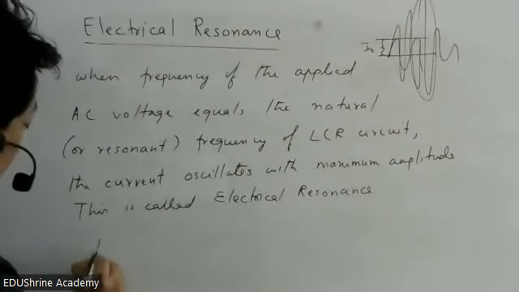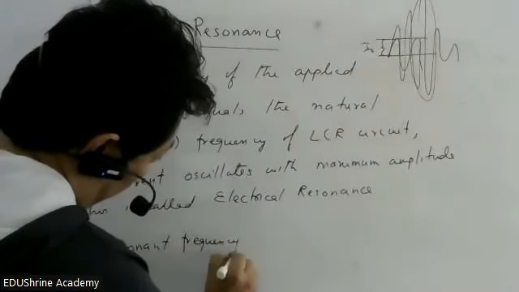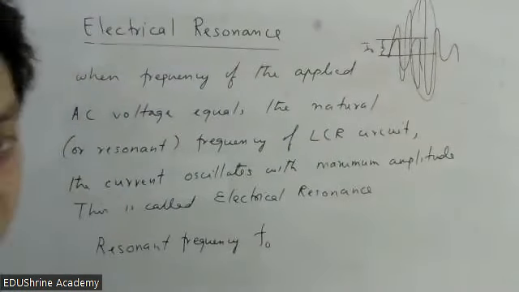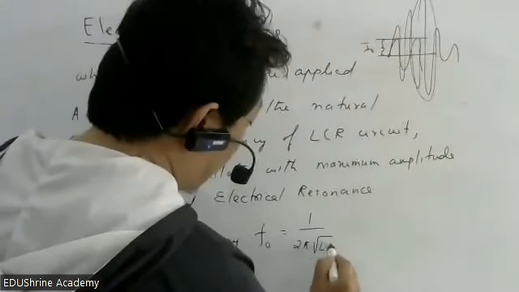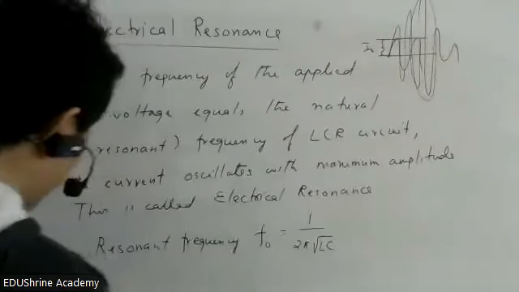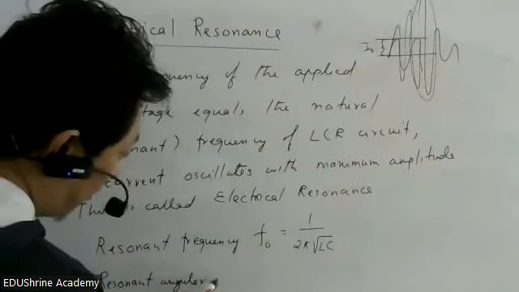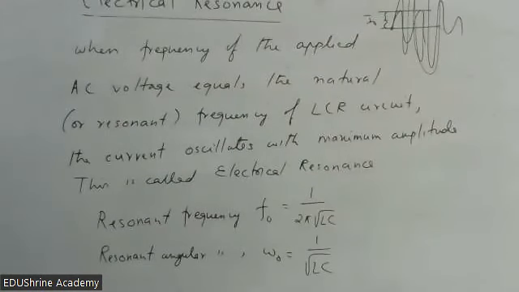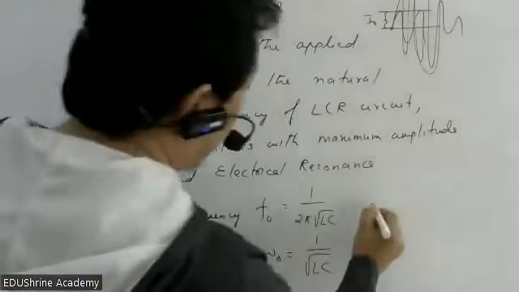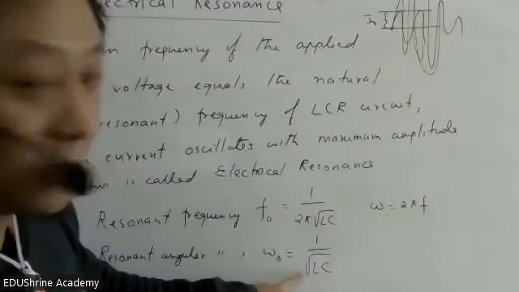Right, first, what is the formula for resonant frequency? For resonant frequency, we will write the symbol f naught, which is equal to 1 by 2 pi root over LC. What if I ask you the resonant angular frequency? Resonant angular frequency, omega naught, is 1 by root over LC. Remember, the relation between omega and frequency is omega equals 2 pi f. So whenever you want omega, just multiply frequency with 2 pi. So the 2 pi here will cancel.